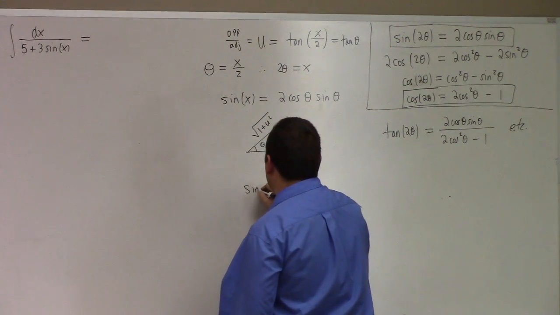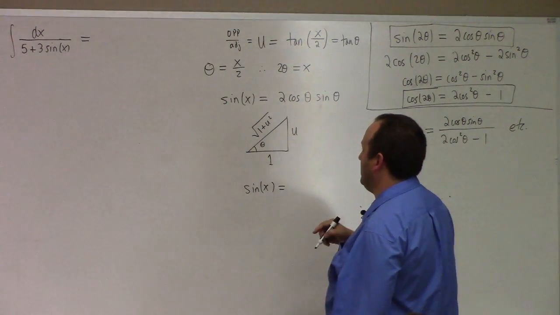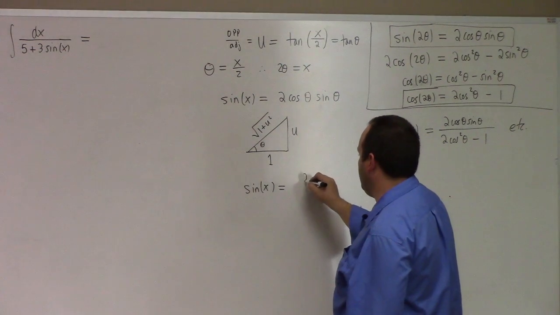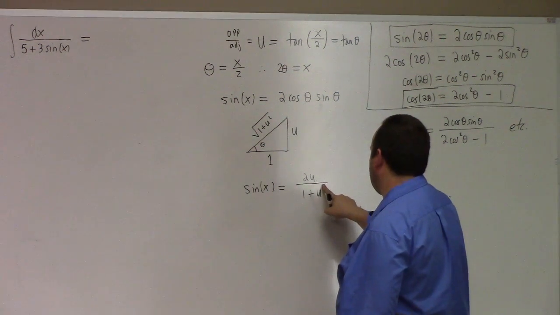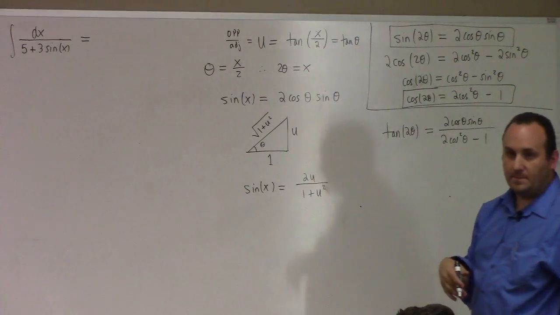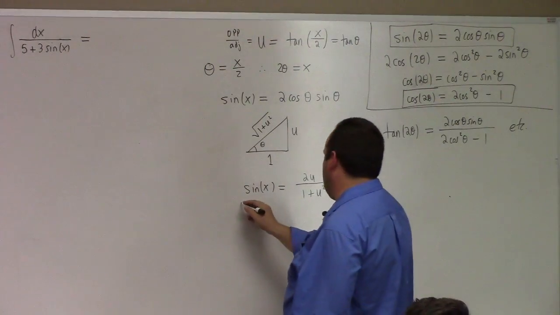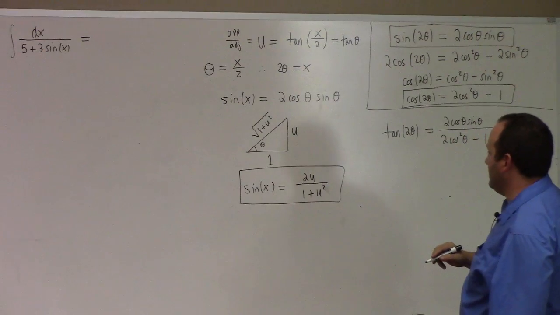So in view of all that, sine of x is equal to 2 cosine sine, which is actually 2u over 1 plus u squared, because I get square root of 1 plus u squared times square root of 1 plus u squared. That is, at least, my explanation for why sine of x is 2u over 1 plus u squared. Okay, so there's one thing. Let's put that in our toolkit for a little bit later.